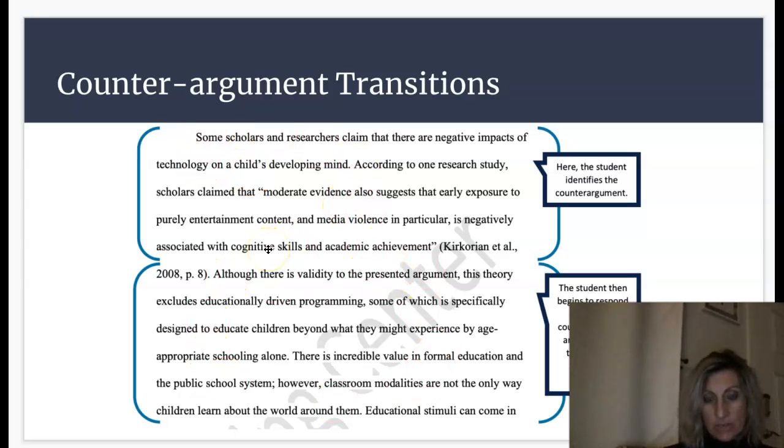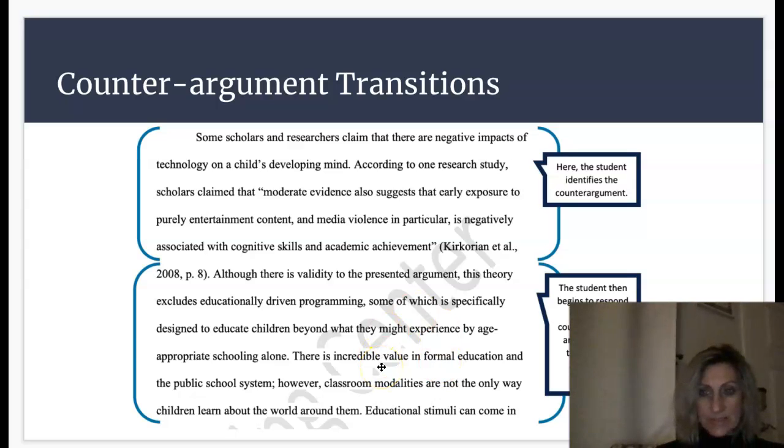So this, some researchers or scholars claim, is one way to transition to a counter-argument, and then a way to transition to your rebuttal is to say, although there is validity to this, or although there is some truth to this, or although this makes sense, the benefits to whatever your argument is far outweigh the other side's claims, and then you can explain why and give your rebuttal. So again, this is a really helpful slide that shows you how to transition into the counter argument and acknowledge it, and then to transition into your rebuttal.